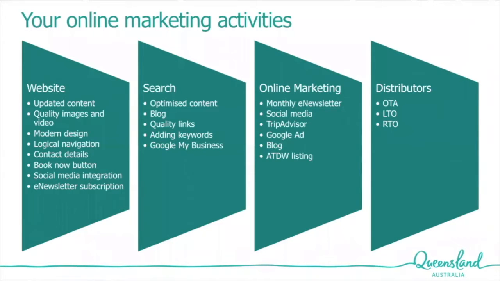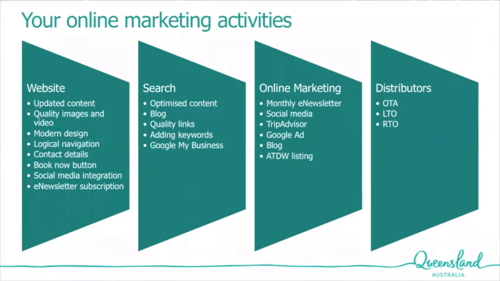So based on the 4 main areas of activity of website, search, online marketing to drive traffic to your website, and different distribution partners that you have, what we want you to do is to list down the things that you are doing now. And as you look at these examples on this screen and then on the next, what it may do is trigger off for you some ideas about more that you could be doing.